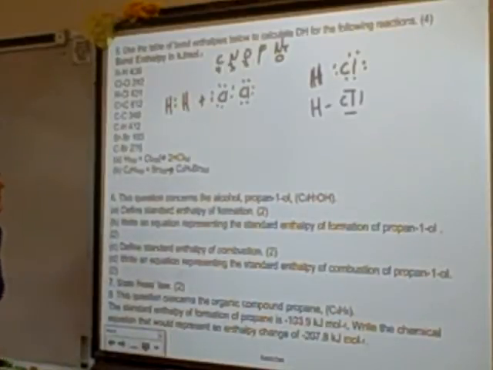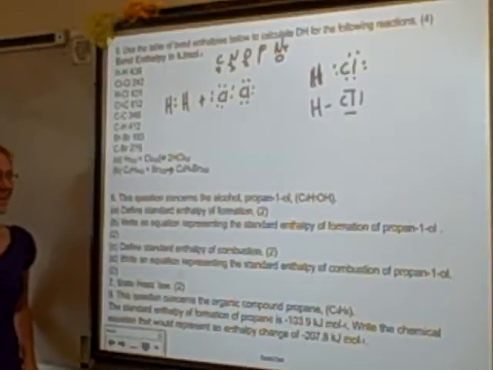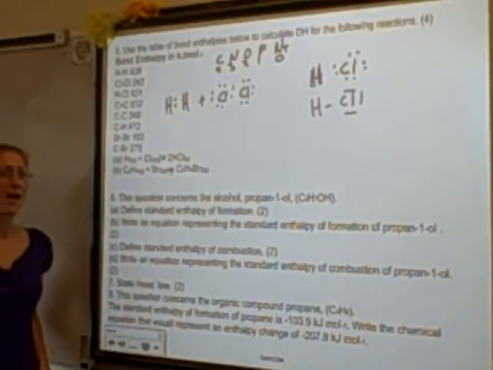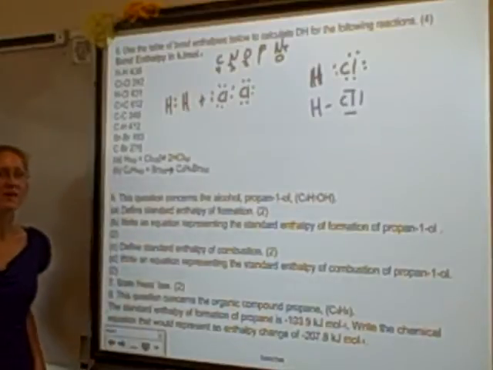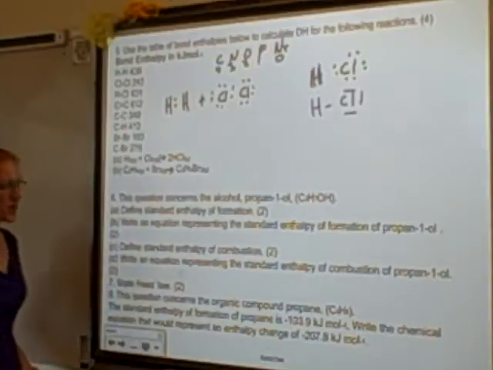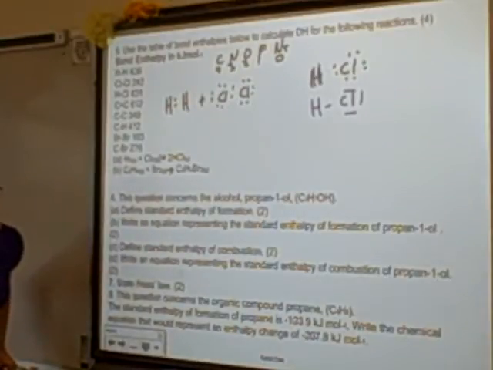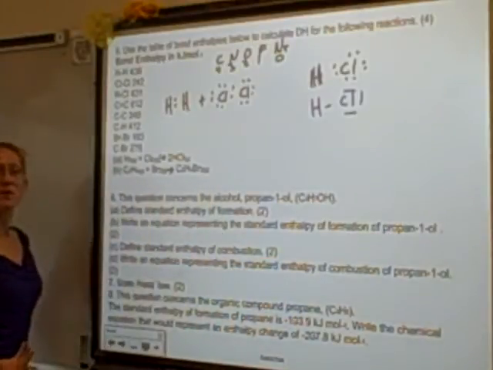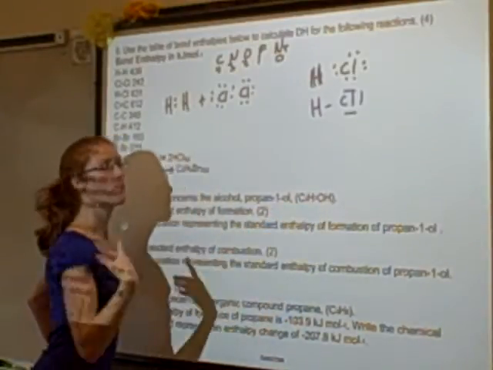For number 6, it says, this question concerns the alcohol propan-1-ol. Define standard enthalpy of formation. This is when I say to you guys, I usually just say enthalpy of formation is when you form 1 mole of something from its elements in their standard state under standard conditions, and we smile. That's the definition. So you're going to write the equation showing that. Just make sure you form 1 mole from its elements, and you can see what elements make it up, put them in their standard state.